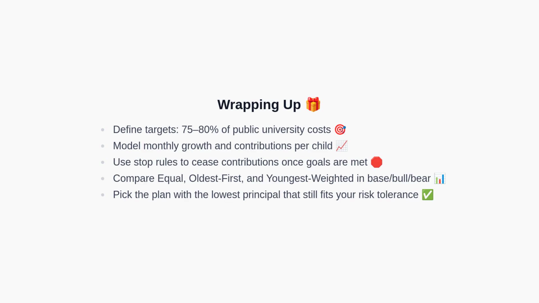Before we end, let's summarize. First, define your targets, such as 75 to 80% of public university costs. Then, model monthly growth and contributions for each child. Use stop rules to automatically cease contributions once individual goals are met. Compare equal, oldest first, and youngest weighted strategies under base, bull, and bear assumptions. Finally, select the plan that requires the least principal while respecting your risk tolerance and deadlines.